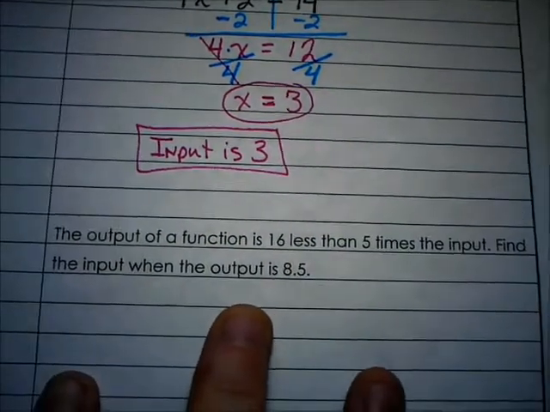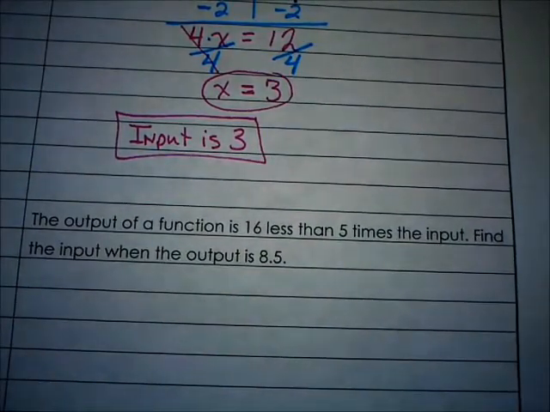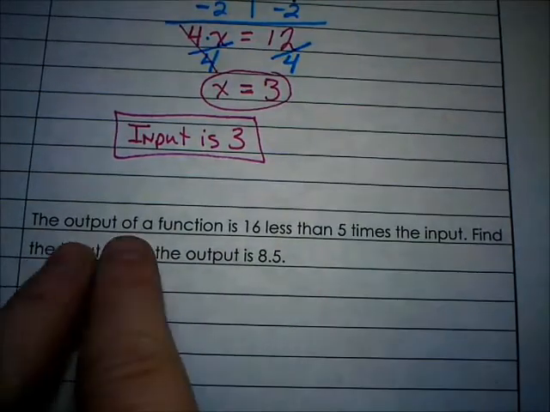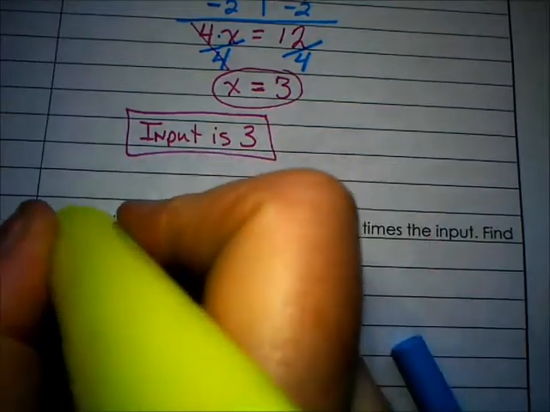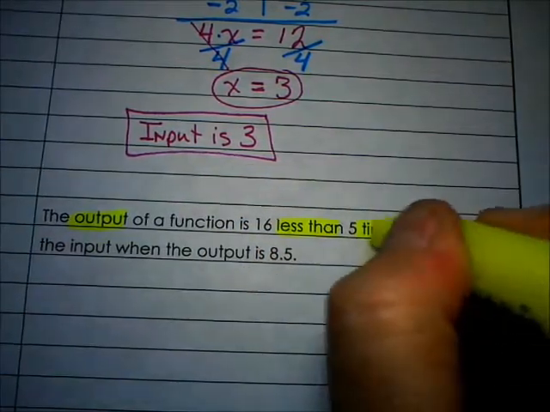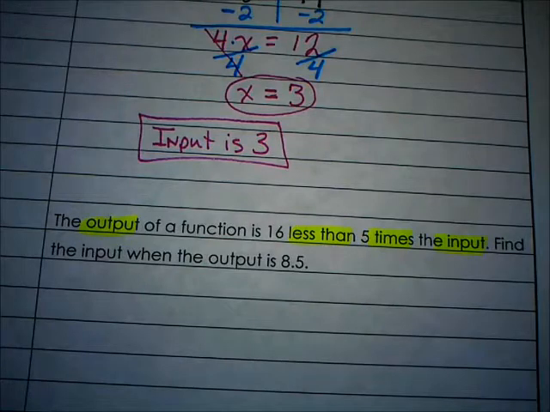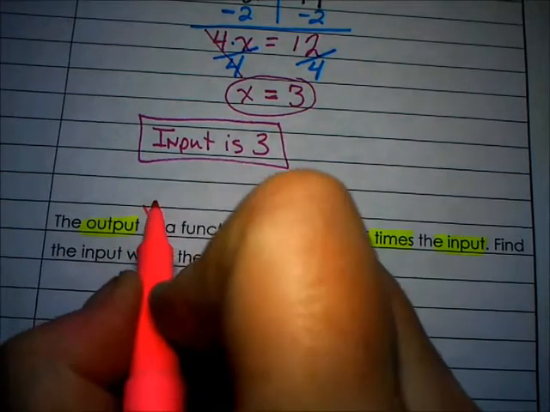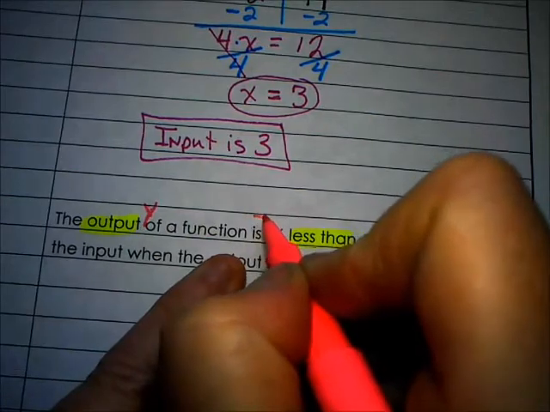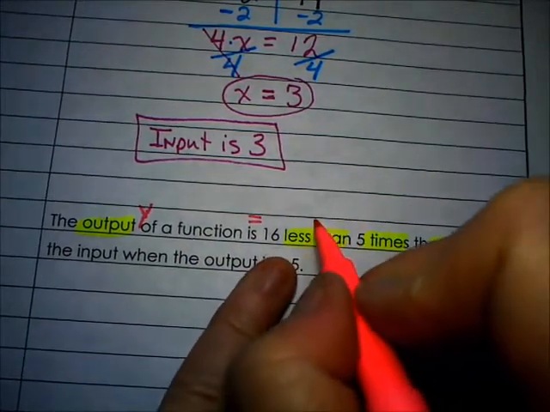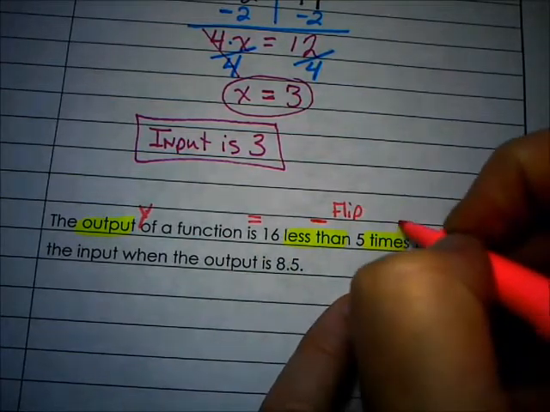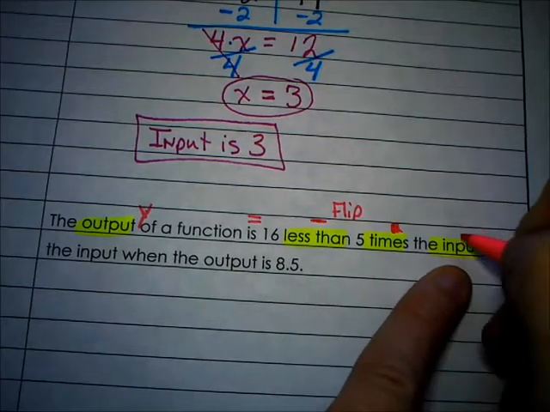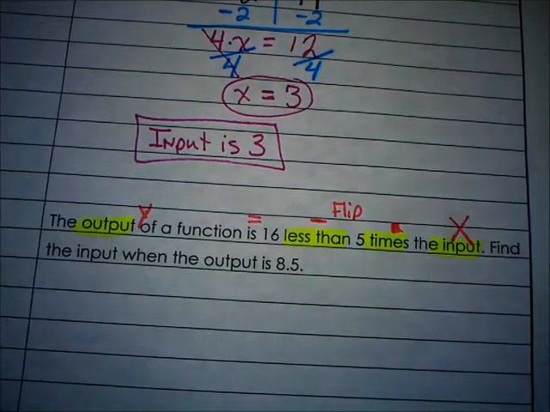Alright, the last example, we're going to set it up and then I'll have you solve it as your independent practice. This is similar to the one above. It says the output of the function is 16 less than 5 times the input. The output, once again, I'm going to highlight my important words in there. The output is going to be the letter y. Is my equals. Less than means I'm going to subtract, but I also have to flip. Times, of course, is my multiplying, and the input is going to be my letter x.